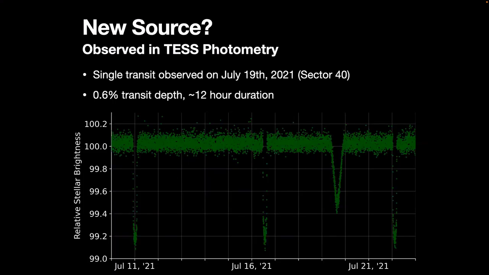In sector 40, though, we found something very curious, which was this deep single transit that is found nowhere else in the baseline of TESS. It was observed on July 19th, 2021. You can see it has a transit depth of about 0.6% and a duration of about 12 hours. You can see it there, interspersed between a few of the KELT-24b transits, which we do expect and see across the TESS baseline. But this transit could be a longer-period outer planet, or something else kind of going on. It's a very integral part of the rest of this analysis, and one that we're not actually sure, spoiler alert, what it actually could be.